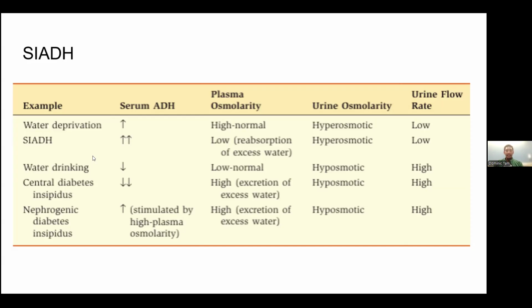In SIADH, high levels of ADH increase water reabsorption by the late distal tubule and collecting ducts, making the urine hyperosmotic and diluting plasma osmolarity. Normally, low plasma osmolarity would inhibit secretion of ADH, but in SIADH, this feedback inhibition does not occur because of the autonomous secretion of ADH.